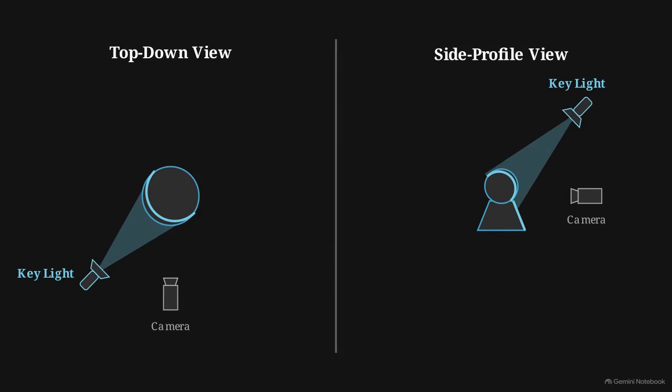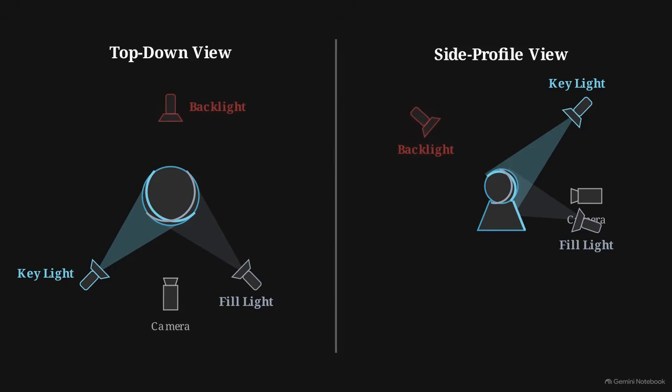This diagram shows the complete structure. Next, place the fill light on the opposite side of the key light to soften the dark areas. Then, drop a backlight behind the subject, aiming toward the camera, to trace the edges and give the model depth.